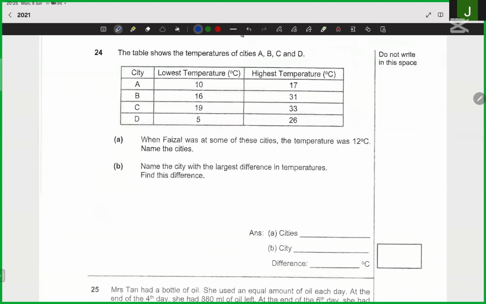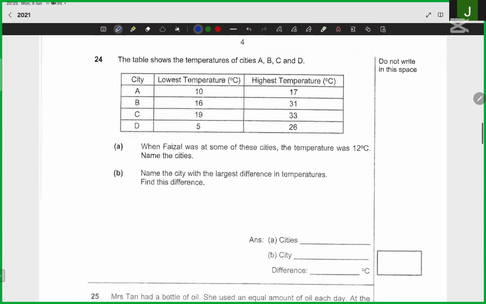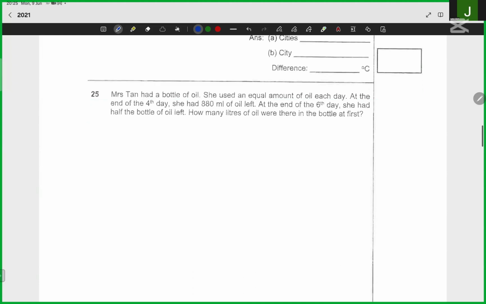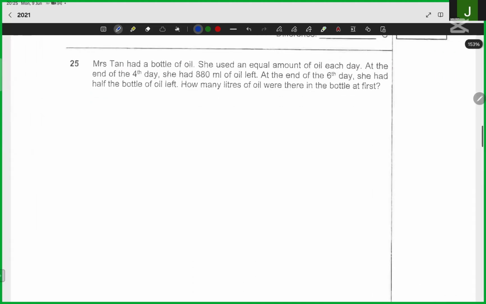Okay, question 24 is like a science question, huh? Okay, this one I think you all should be okay with 24. 21 I will skip. Okay, I'll go through 25.